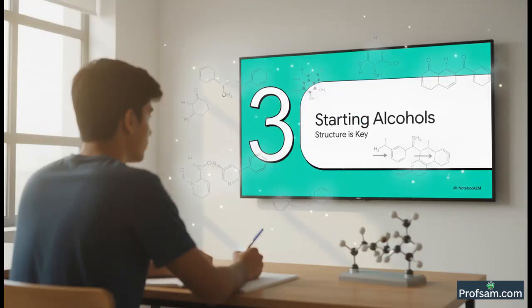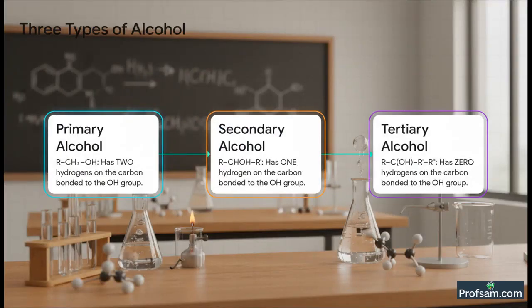All right, so our next section is about choosing your starting material, the alcohol. This is a very important choice because the structure of the alcohol you start with is what determines the outcome. Let's be absolutely clear about the three types of alcohols we can use. First, we have a primary alcohol. On the carbon atom that's holding the OH group, it has two hydrogens. Got it? Two. Then, a secondary alcohol has only one hydrogen on that same carbon. And finally, a tertiary alcohol, it has no hydrogens attached to that carbon. This difference, this number of hydrogens, is the most critical point.